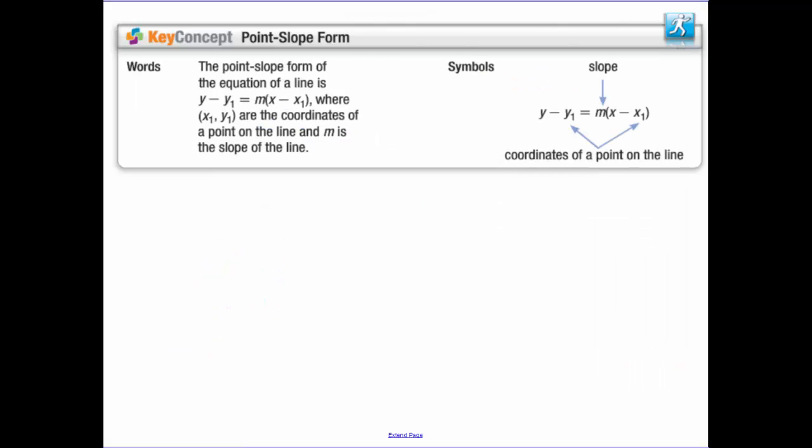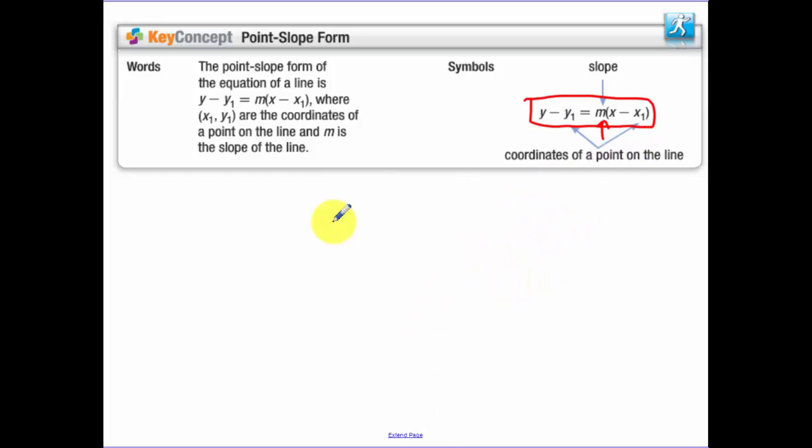Point slope formula. Some math teachers like the point slope formula, some don't. I like it because I use it a lot in calculus, and I want you guys to be exposed to it. That's the slope, m, always the slope. And then you have y1 and x1. Those are just coordinates of any point on the line.